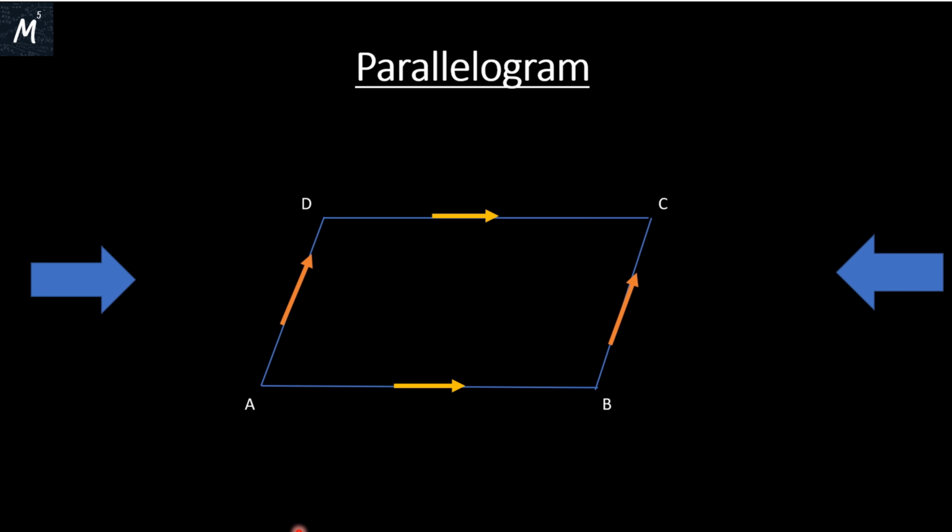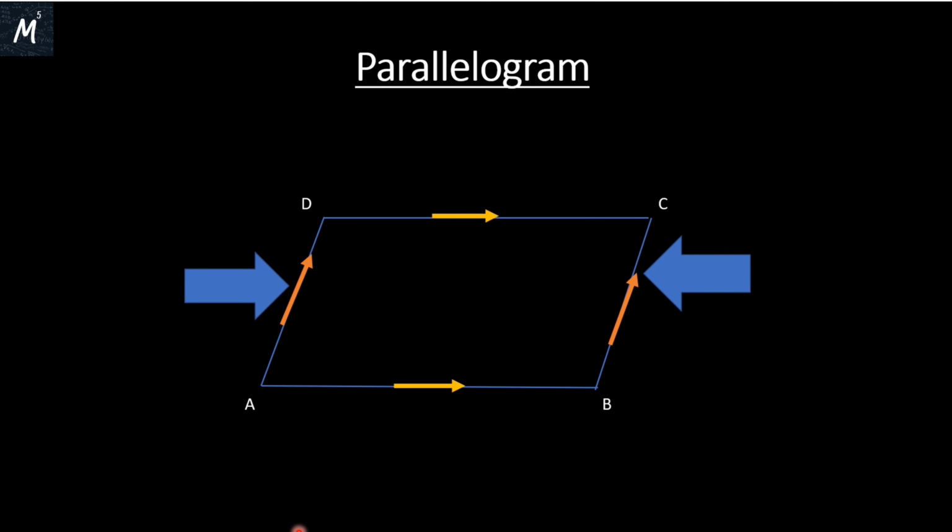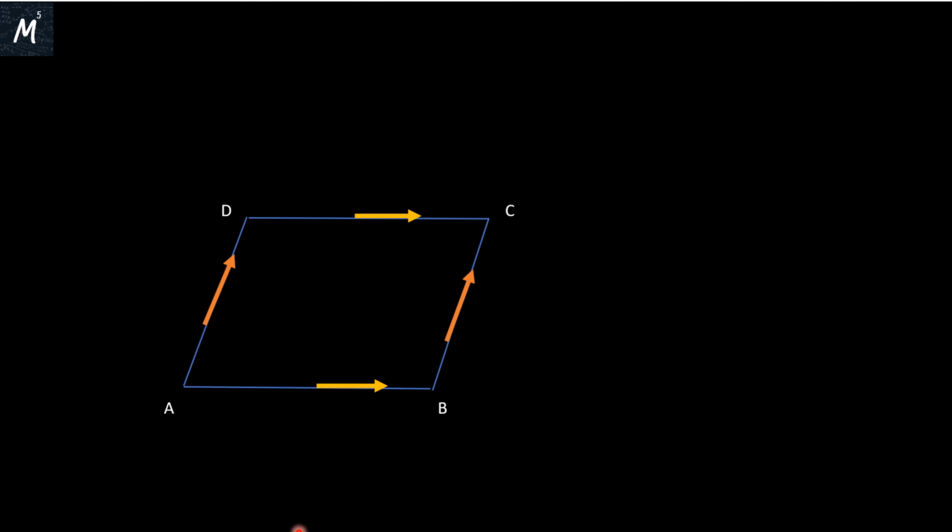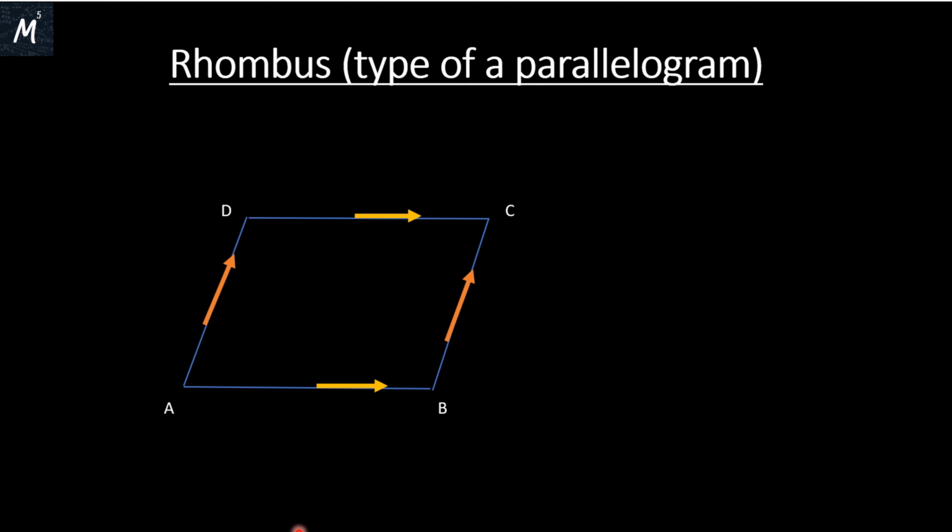Now in this parallelogram I am going to do another change. I am going to squeeze this parallelogram in such a way that all the sides become equal to each other. So from the left-hand side, if it is squeezed, we get this shape. So this is called a rhombus. It is a type of parallelogram because we have got it from a parallelogram.